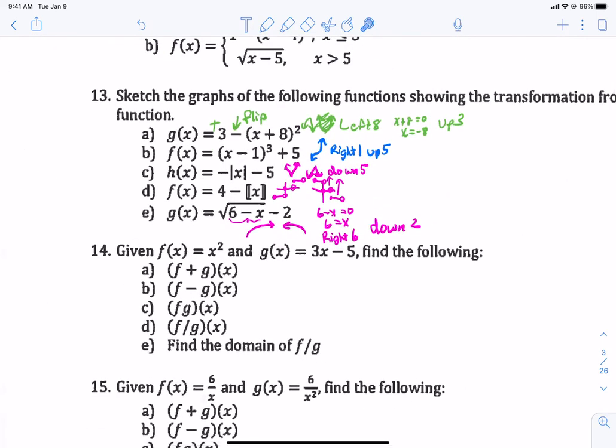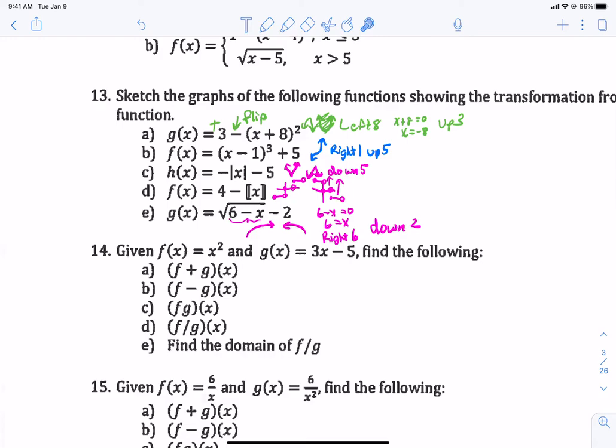So I would look over the rules of transformations, moving it left and right. Let me talk you through it one time. If you add on the inside, you're going left. Subtract on the inside, go right. Add on the outside, go up. Subtract on the outside, go down. If there's a negative on the outside of the function, it's going to flip it upside down. Those are the main ones to remember.